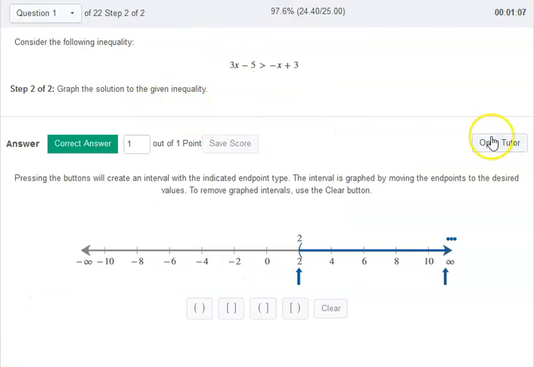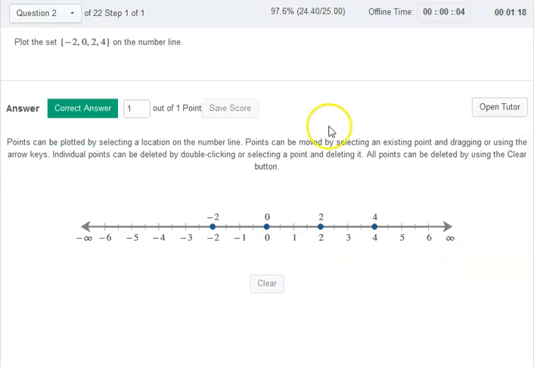Now, the second part of this question is they will be asking you to graph it. Again, selecting the 2 parentheses, moving it to the 2, and then moving it to positive infinity. Remember, infinity always has a parenthesis. Now, this next one is pretty straightforward. All you're asked to do is plot these on a number line. So it's taking your mouse and moving the points to various places or clicking on the appropriate spots. Let's go on.